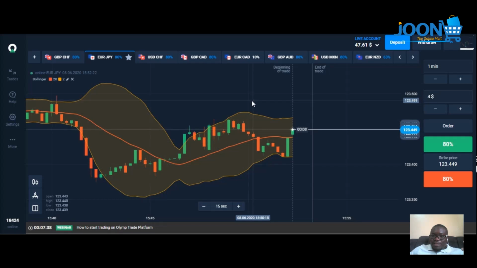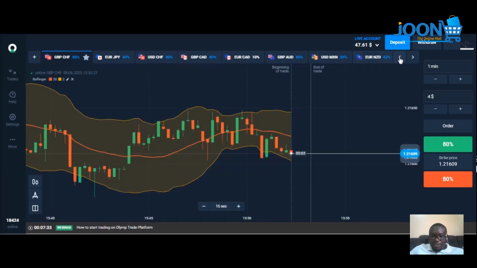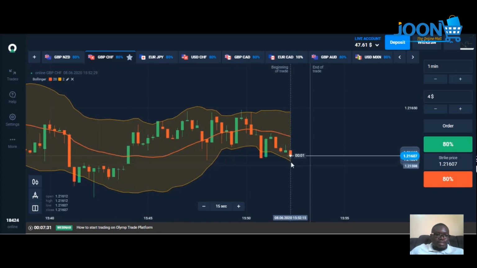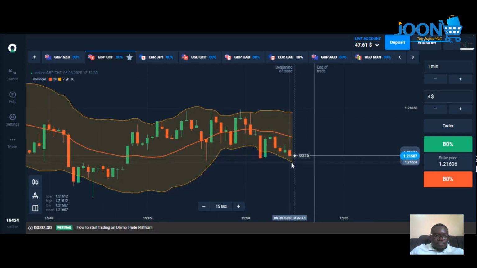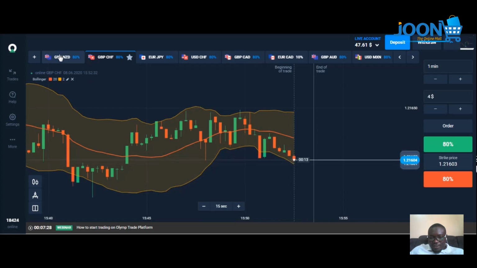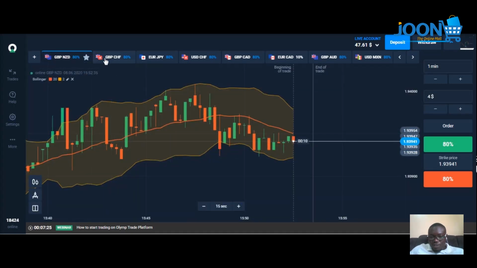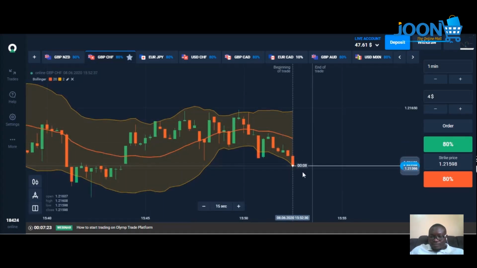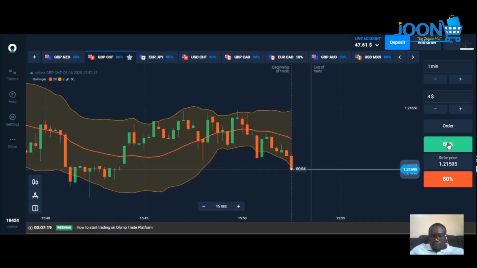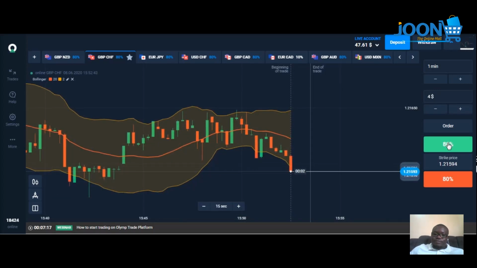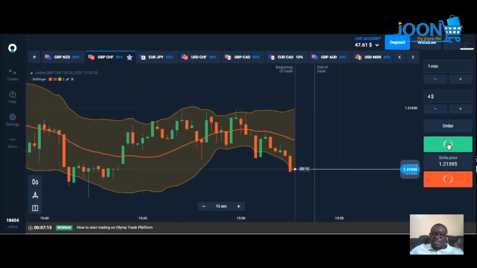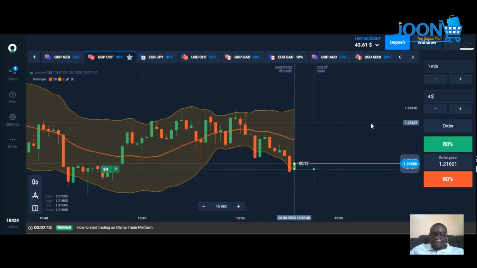Let's see if there is any other opportunity that we can trade. Let's wait for this. If it breaks out, we go for it. No, it hasn't, but I think it will. So let's wait for this. So we can keep doing this and winning.